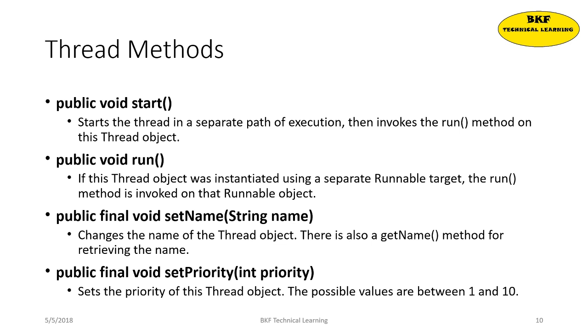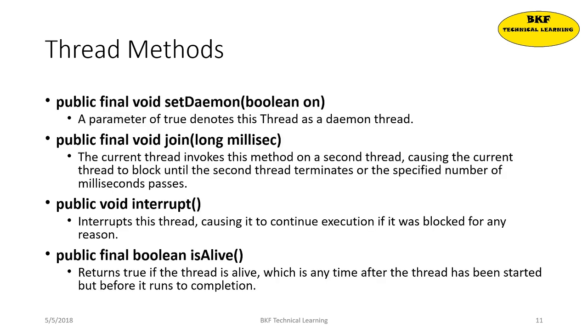Then setPriority method, which takes an integer parameter. It sets the priority of this thread object. The possible values are between 1 and 10. 1 and 10 are both inclusive. SetDaemon method, which takes a boolean parameter. A parameter of true denotes this thread as a daemon thread.